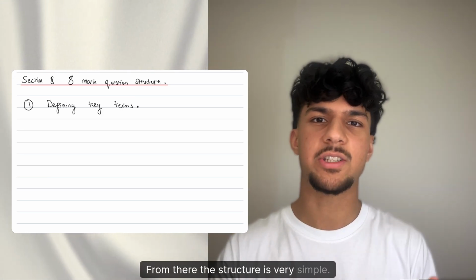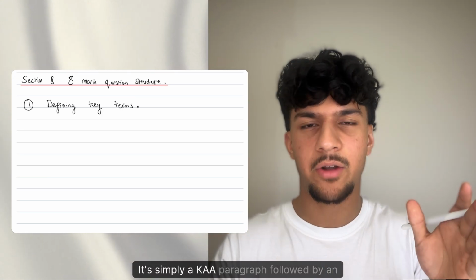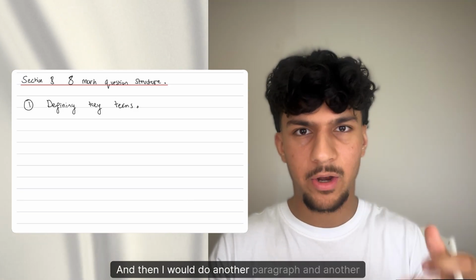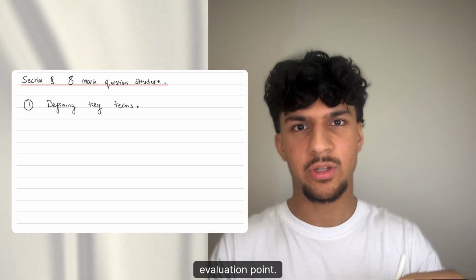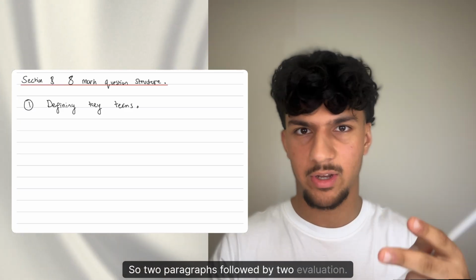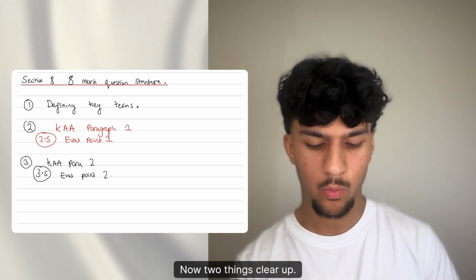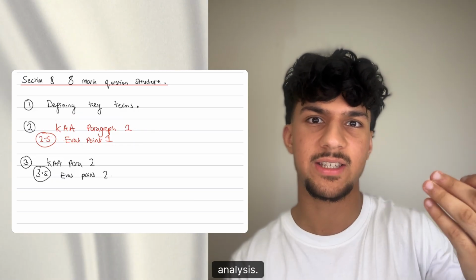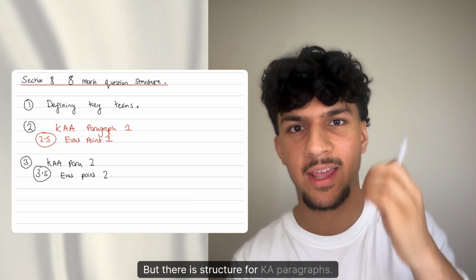From there, the structure is very simple. It's simply a KAA paragraph followed by an evaluation point, and then I would do another paragraph and another evaluation point. So 2 paragraphs followed by 2 evaluation points. Now, 2 things to clear up. When I say KAA paragraph, that is just talking about knowledge, application, analysis, but there is a structure for KAA paragraphs.